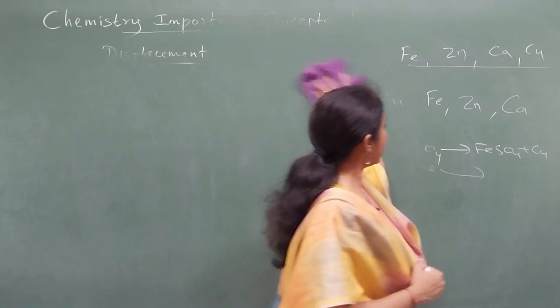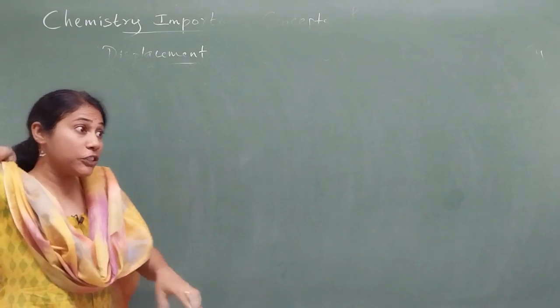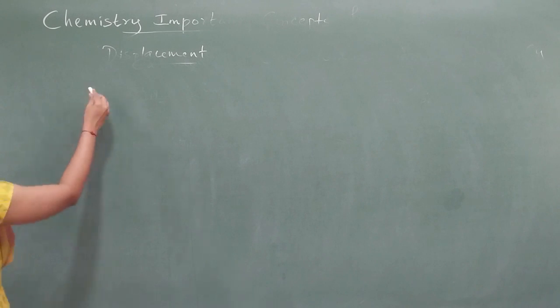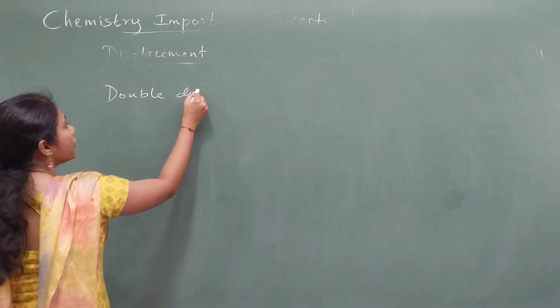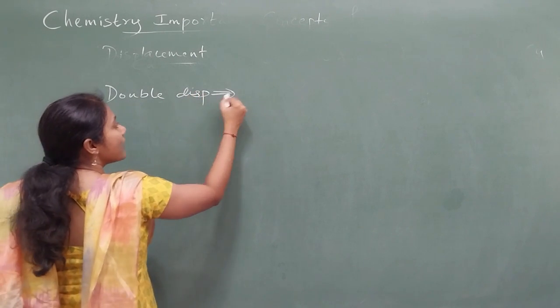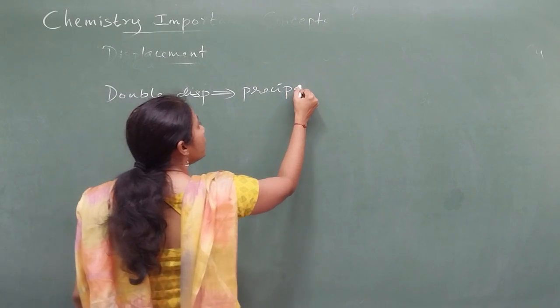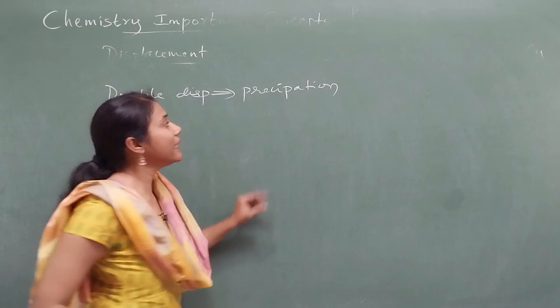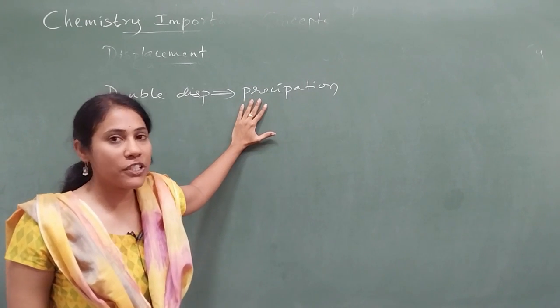Okay, fine. So we are done with the displacement reactions here. So next we will go for double displacement reaction. Two reactions are there, both are very important. Double displacement reactions are also called precipitation reactions. So here you should know the meaning of the word precipitate. You should know the definition of precipitation and everything.